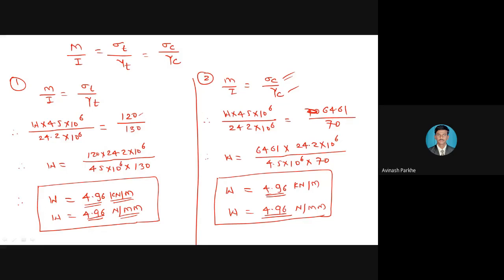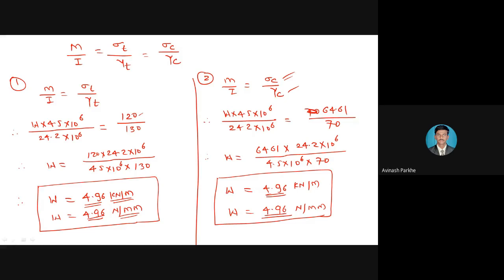Why are these terms important? Because we have to represent that Y bar in the form of YT and YC. Whenever I am calculating sigma T, I have to take the YT distance. Whenever I have to take sigma C, I have to take the YC distance. After that, we have to state which is the maximum bending stress, whether sigma T is maximum or sigma C is maximum.